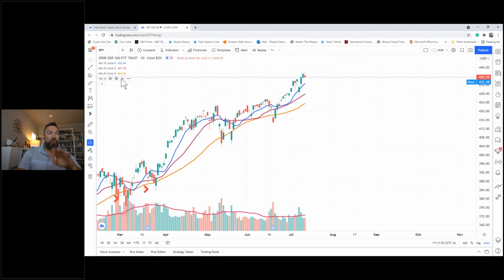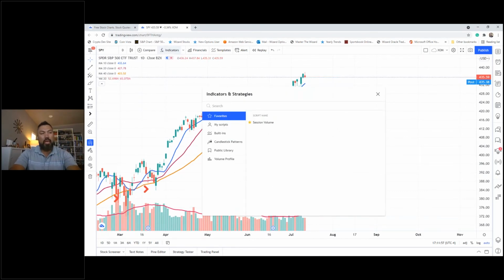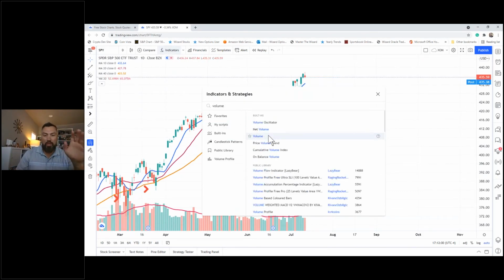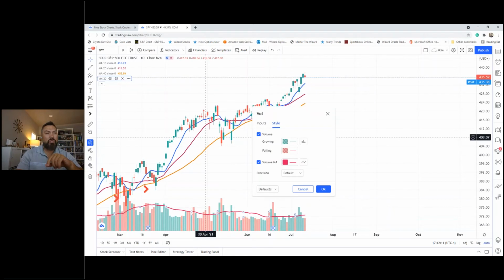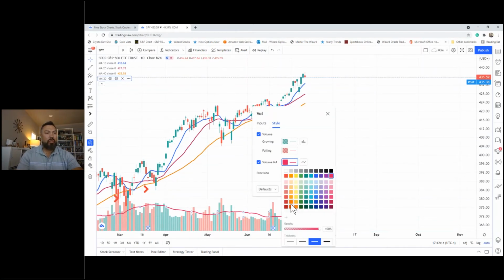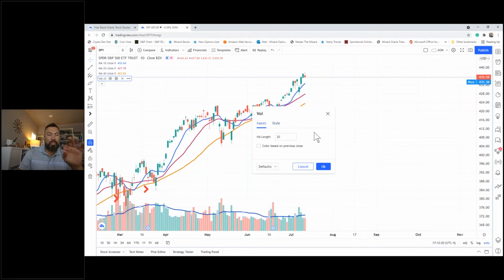Okay, so this is a simple volume indicator. You go to indicators, you type in volume, and it is this one. It's not the volume oscillator, it's not net volume, it's volume. You turn that on and add it to your chart. Now you can set the parameters. Let me get a different color here, to get this to pop. There we go. So we are using a 20 MA length. We're using the middle moving average length of 20 on the trend line. We're also using it on the volume to get us an average 20-day volume.